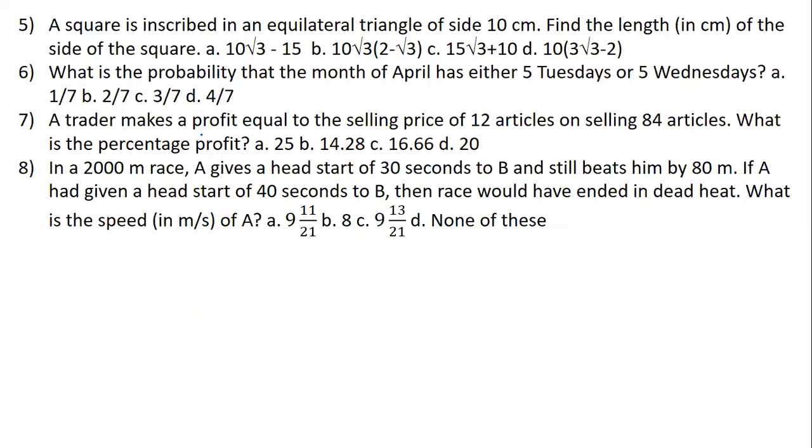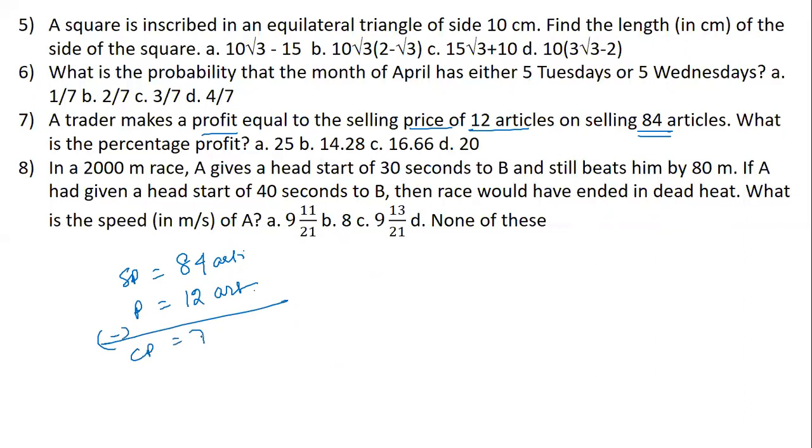A trader makes a profit equal to the selling price of 12 articles on selling 84 articles. So on selling 84 articles, the seller is making a profit of 12 articles. What is CP? Just simply subtract it. CP is basically 72 articles. You need to find the profit percentage. Very simple: profit by CP into 100, which is basically 16.67 percent. That is the answer. Very simple kind of question, just basic.